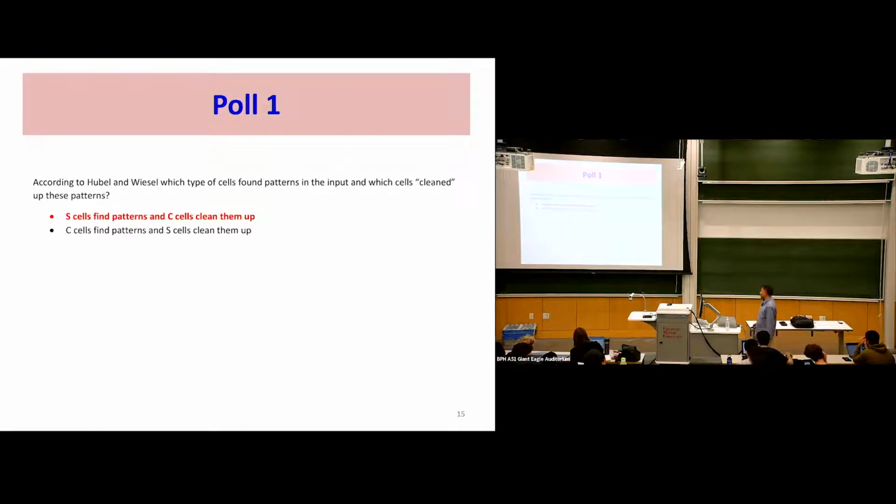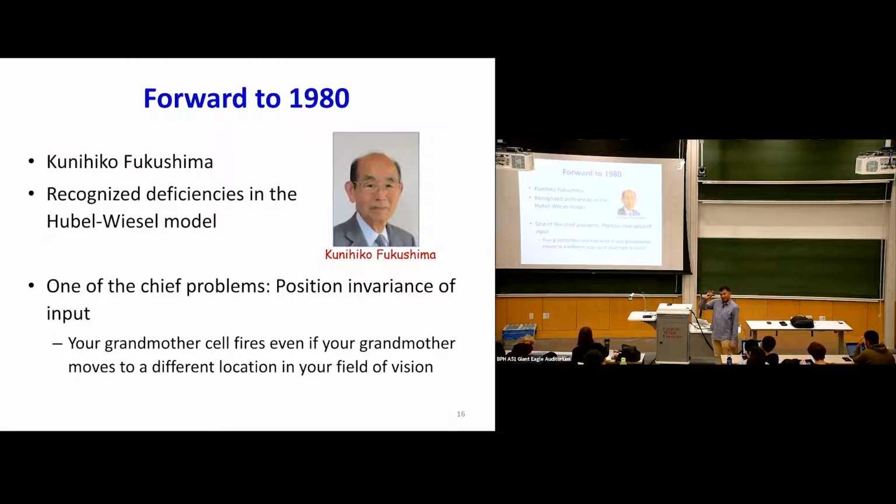Anyway, so this is 1950-something, 1960s. Fast forward 2 decades. This dude, Kunihiko Fukushima, began designing computational models for what Hubel and Wiesel had come up with 20 years earlier. And he realized that there was at least one flaw that remained in Hubel and Wiesel's model. And this has to do with the so-called grandmother cell. How many of you have heard of this?